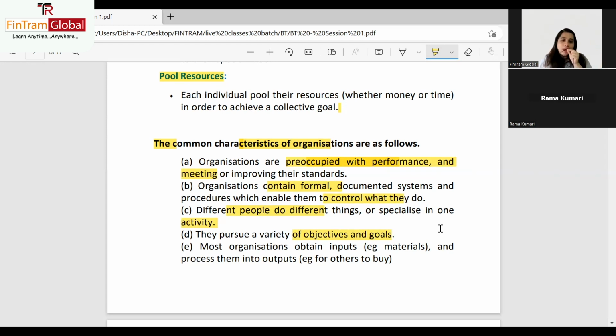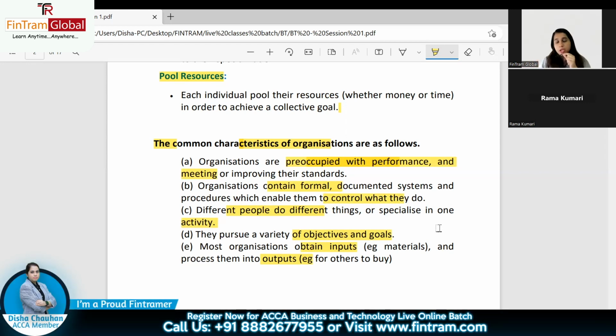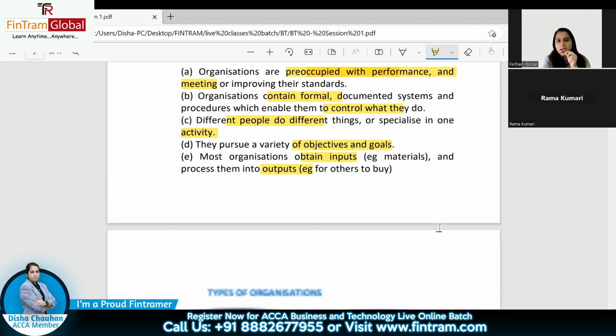Then most organizations obtain inputs, that is materials, and they process them into outputs. That is basically most organizations, especially if you're in manufacturing or selling something: you would get the raw materials, go through the process, and then turn them into output. Whether you're selling clothes or, let's say, a packet of chips, you are getting the raw material. Potato is a raw material. You will process it, you will do whatever in your factory, and at the end of the day, you will finally have a packet of chips ready, which will be ready for selling to the outside world.